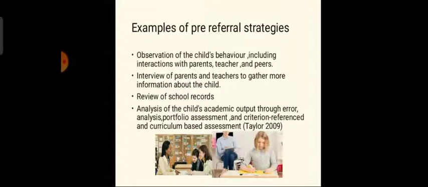So, examples of pre-referral strategies. Observation of the child's behavior, including interactions with parents, teachers, and peers. Interview of parents and teachers to gather more information about the child. Review of school records and analysis of the child's academic output through error analysis, portfolio assessment, criterion-referenced, and curriculum-based assessment.